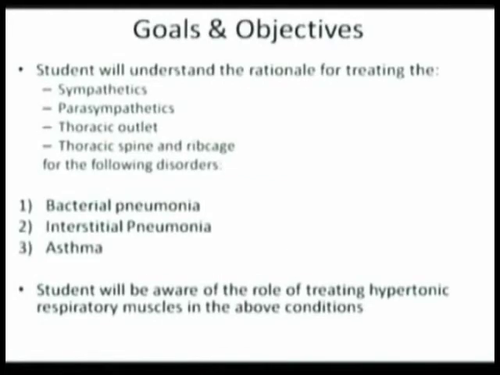So goals and objectives. Everywhere you study osteopathic manipulation and you're working with pulmonary, you talk about sympathetics and parasympathetics. I'd like to speak to why certain physiology of the autonomics pertain more towards some lung diseases than others. You can see that bacterial pneumonia, interstitial pneumonia, and asthma are going to be covered. I'm also going to talk a little bit about COPD.